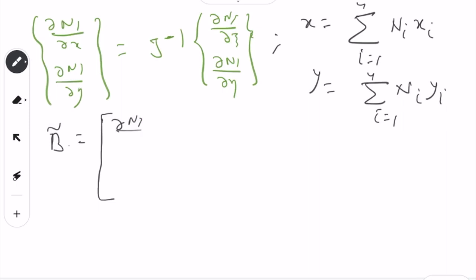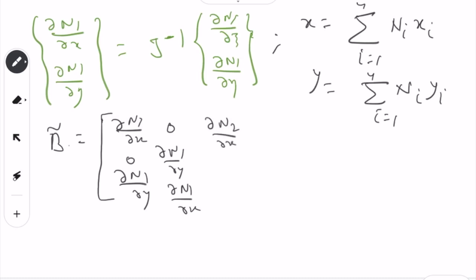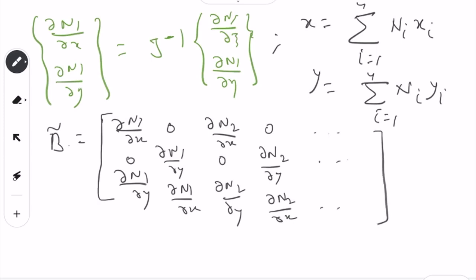Del n1 over del x, 0, del n1 over del y, then we have 0, del n1 over del y, del n1 over del x, and so on, right? Then we have del n2 over del x, 0, del n2 over del y, 0, del n2 over del y, and del n2 over del x. Okay, so we have it like this.